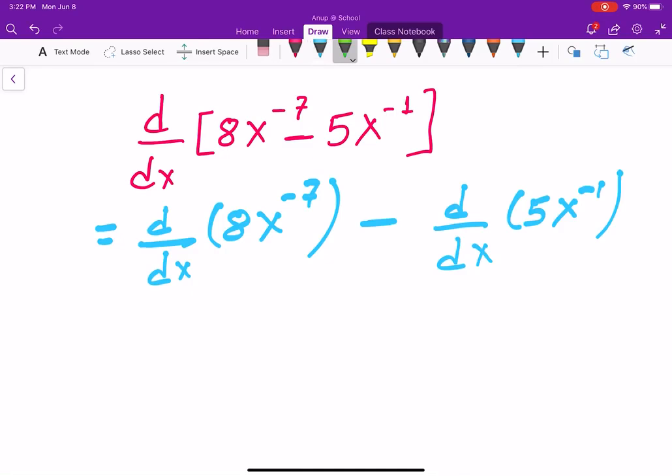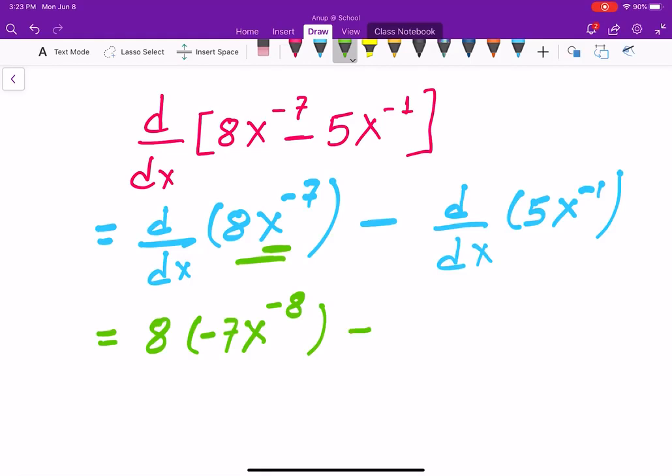The derivative of 8 times x to the power minus 7 is, by using the constant multiple rule, we can take the 8 out, and by using the power rule to find the derivative of x to the power minus 7, we bring the power down. So bring the power down, write down x as it is, subtract the power by 1, so negative 7 minus 1 will be negative 8. So this is the derivative of 8 times x to the power minus 7.